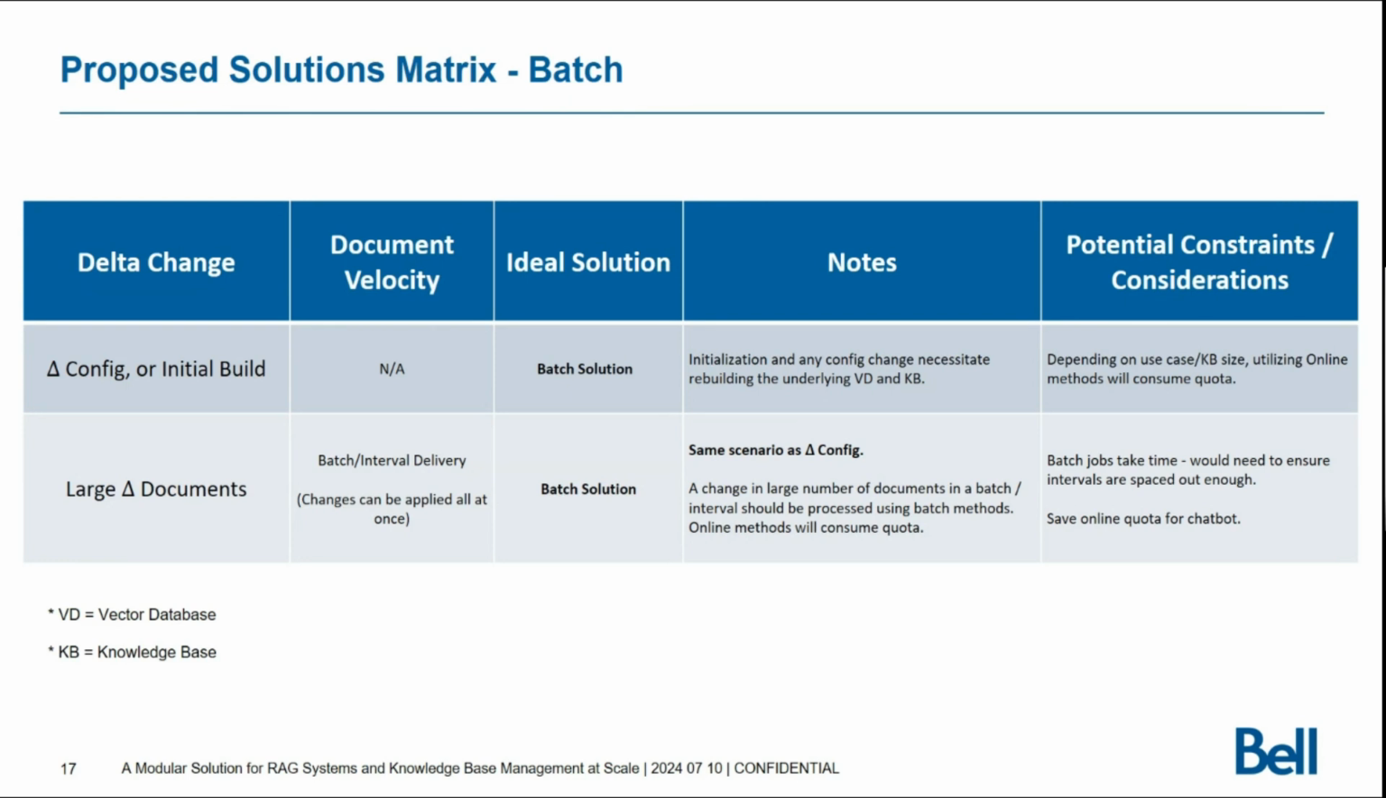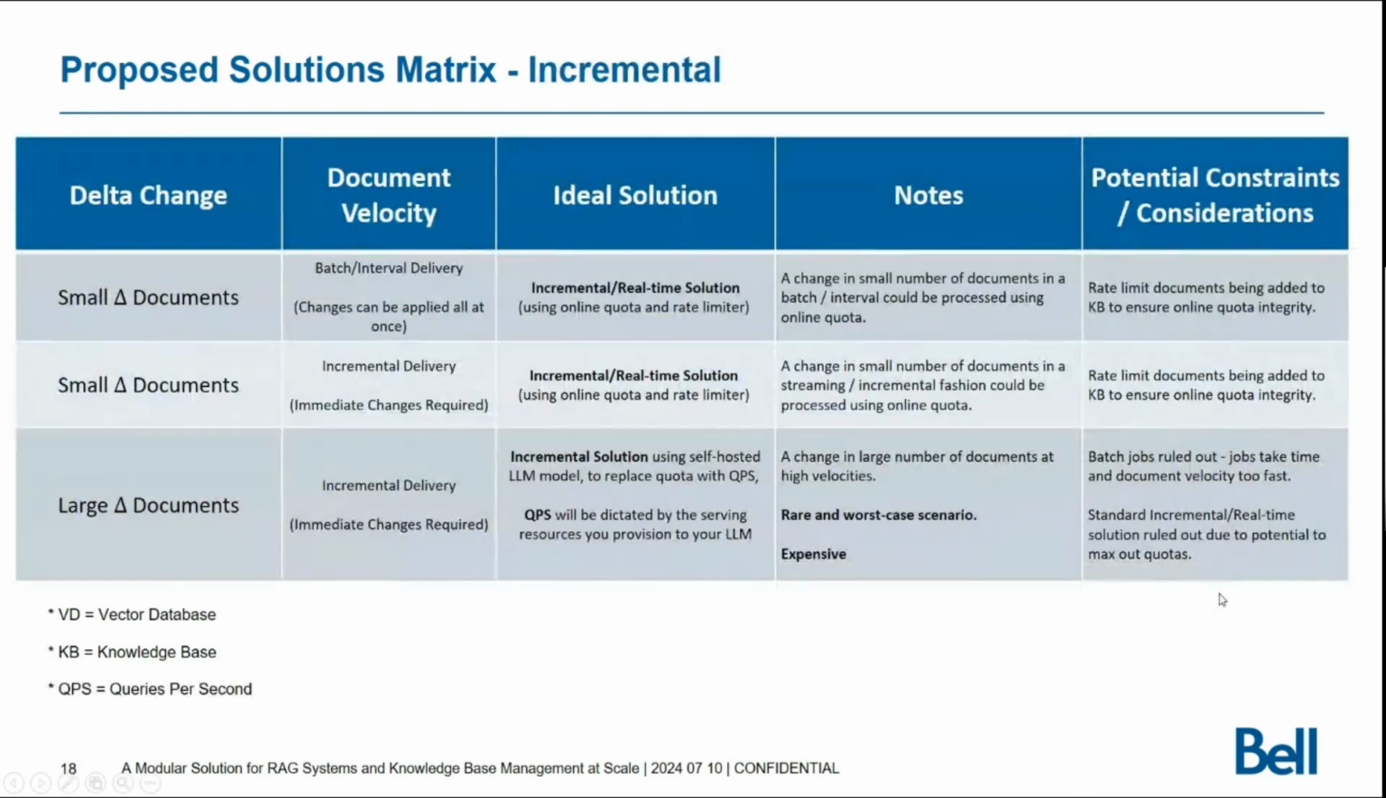Same goes for large document changes that are delivered in a batch or interval delivery. It's the same scenario as your delta config. They do take time, and you need to ensure that intervals are spaced out enough that you're not backlogging each one of your batch runs. However, it's the most ideal way to deal with these large document changes. So you might be saying, what if I have small document changes and I need the documents reflected immediately? That takes you to our proposed solutions matrix for our incremental solution.